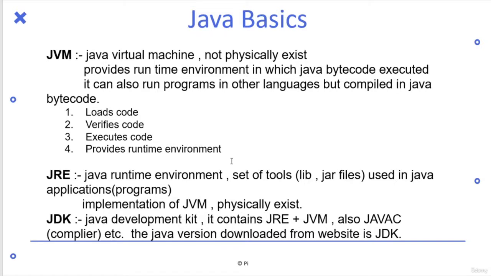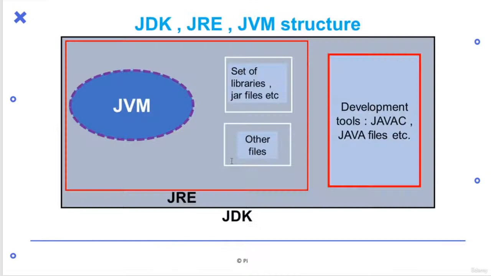JDK is the Java Development Kit. It contains JRE plus JVM. So JRE plus JVM makes JDK. Also, it contains the Java compiler, which is basically for compiling purposes, and you are basically downloading the JDK only from the website. I'm using Java JDK 16th version here, but what you are downloading is basically the JDK. So there are SE versions, standard edition versions, and enterprise edition versions available in Java. So these are the basic things.